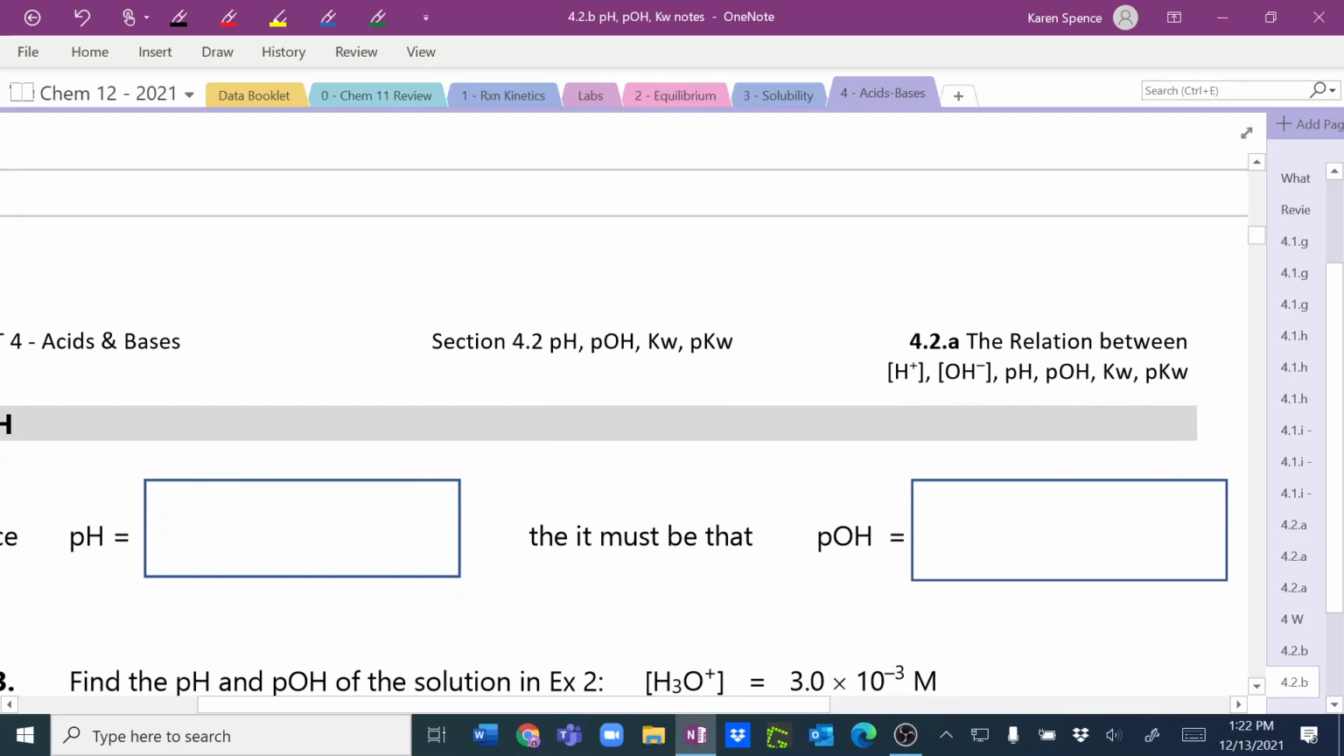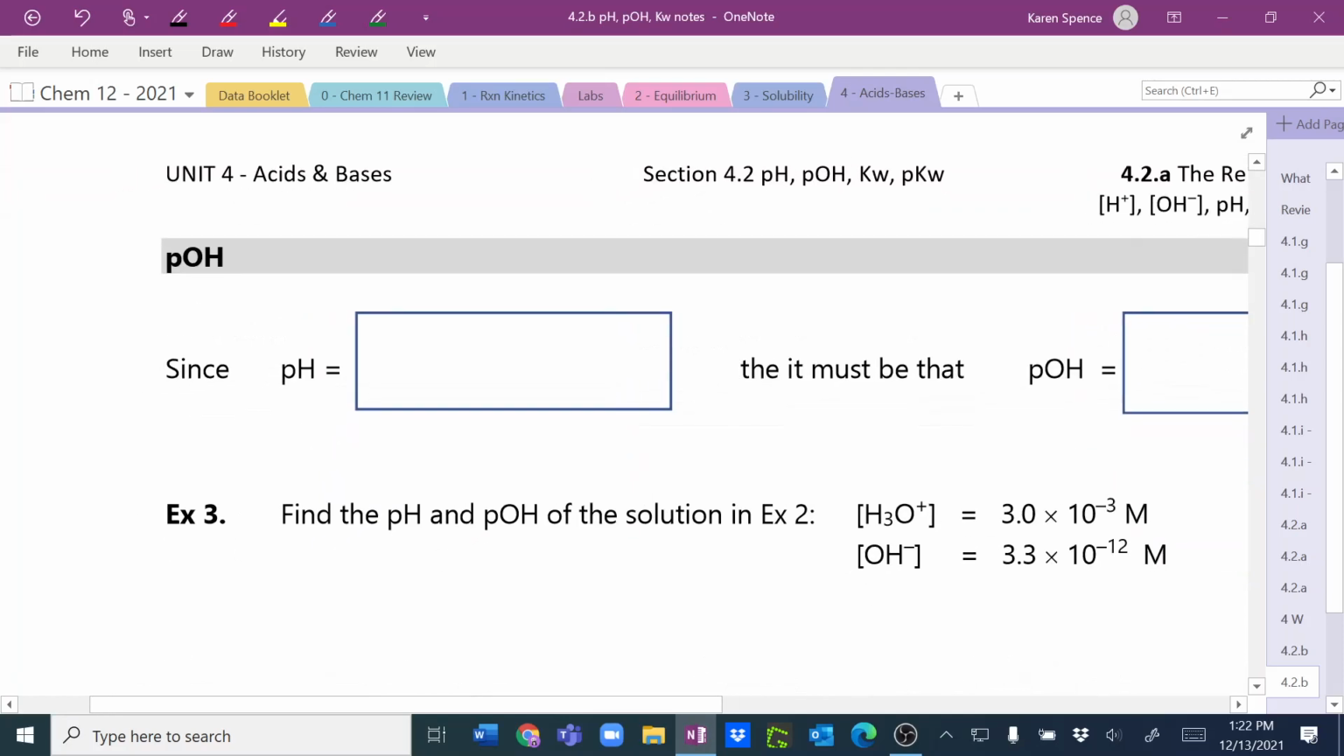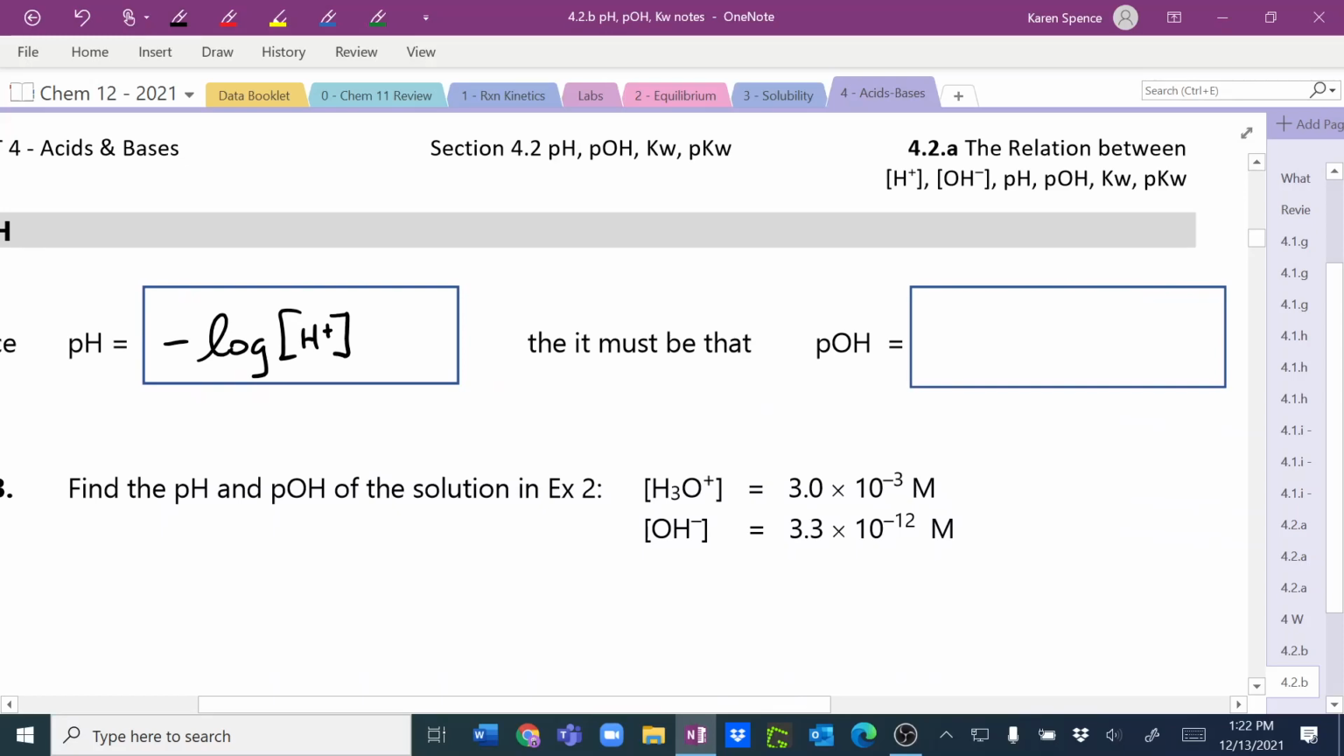Now, we did pH. Now we're going to do pOH. What was the formula for pH again? pH was equal to negative log of the concentration of hydrogen. What do you imagine the formula for pOH is? Negative log of the concentration of hydroxide.